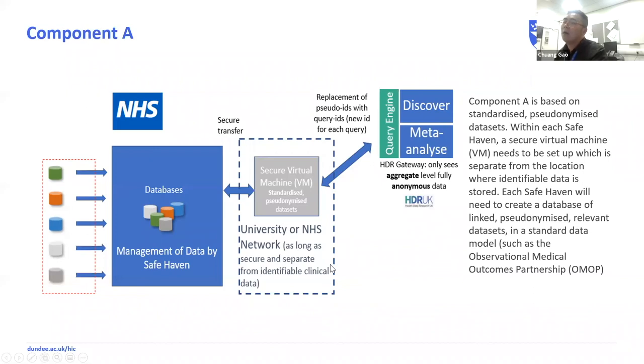The negative, or the cons, of this model is also the virtual machine itself. So we basically now have a duplicate of the datasets, the same data in a different format, in a separate space. And also, onboarding of other datasets into this virtual machine can potentially take quite a lot of resources. And also maintaining the running of the virtual machine, hosting all the data in the virtual machine, has a potential long-term cost. So this is component A.